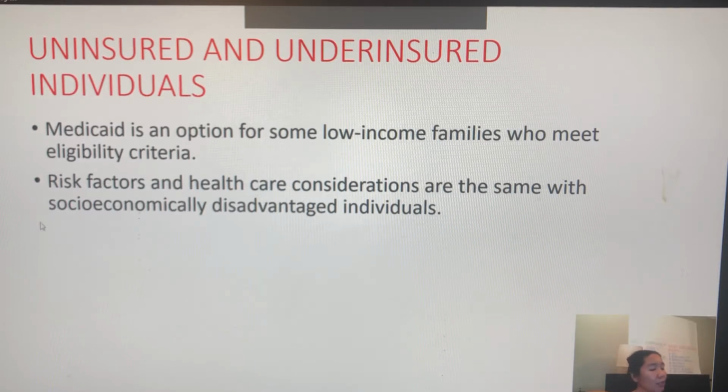Most individuals receive health insurance coverage through an employer. If the employer doesn't offer this coverage, the employee is at risk for being uninsured or underinsured. Medicaid is an option for some low-income families who meet eligibility requirements. Risk factors and healthcare considerations are the same as with socioeconomically disadvantaged individuals.